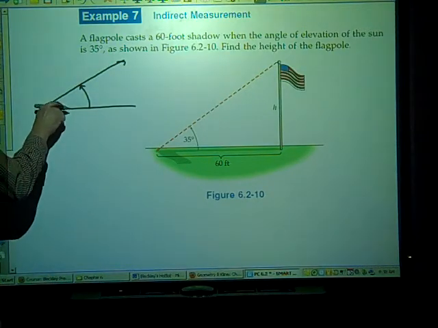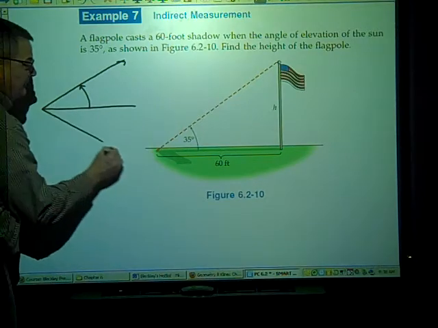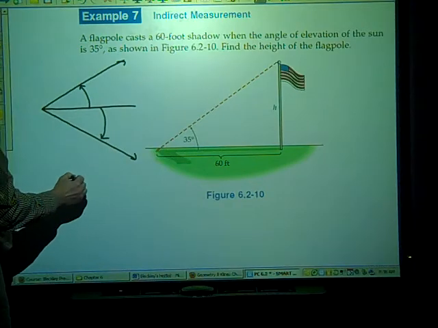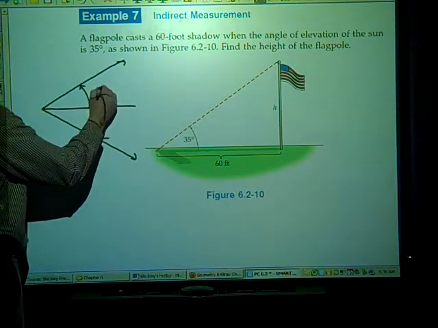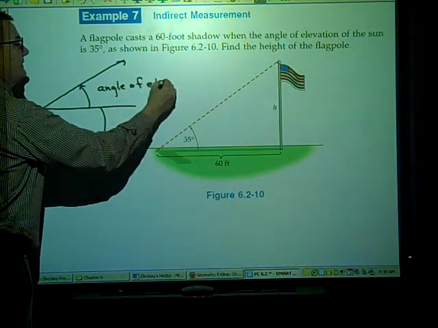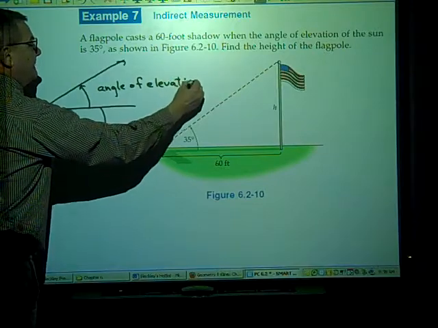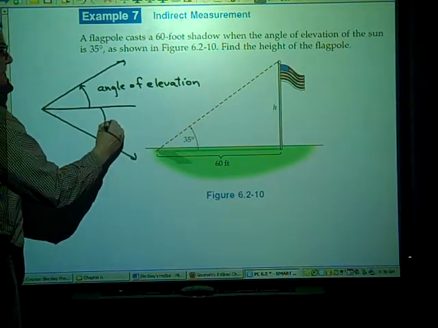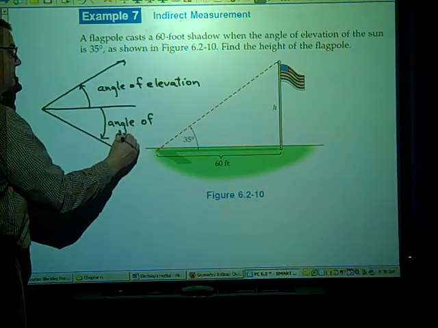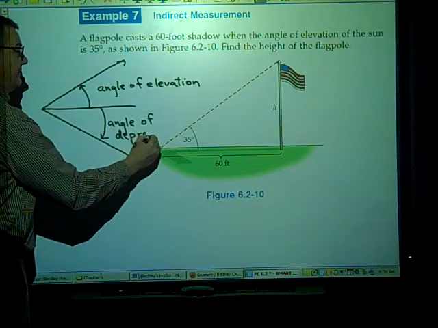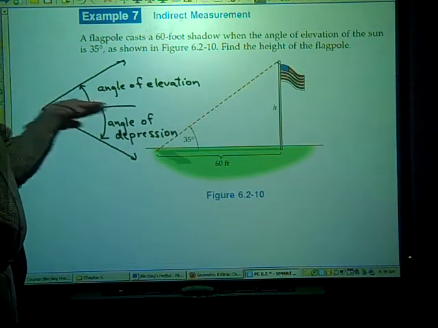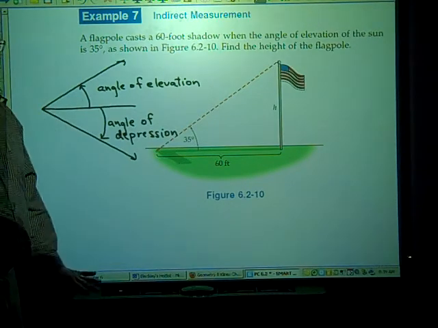Okay, now if we put our eyes down to look at something, then the angle that it makes with a horizontal is called the angle of depression. So this is angle of elevation. And this would be angle of depression. Both the angle of elevation and the angle of depression are an angle where one of the sides is horizontal, okay, never vertical.